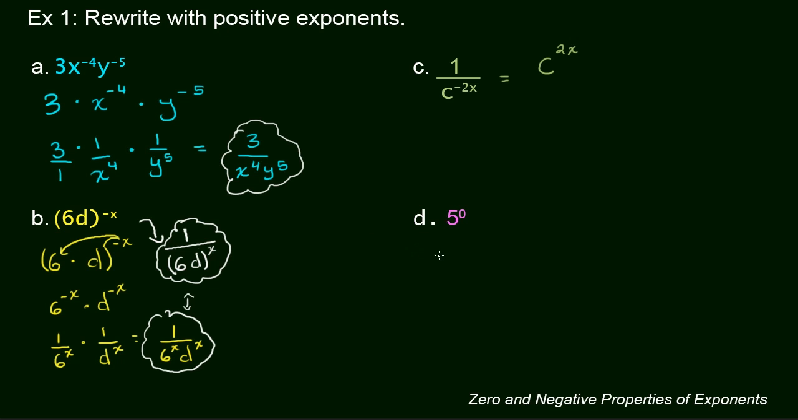In this final example over here, I have 5 to the power of 0. We know that anything to the power of 0 will always be 1. So that was our final answer for this part.